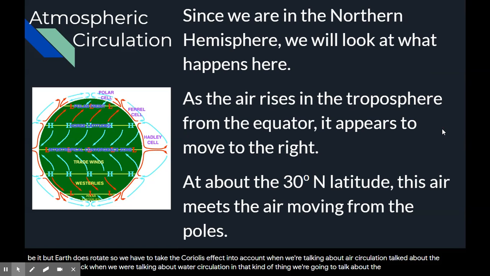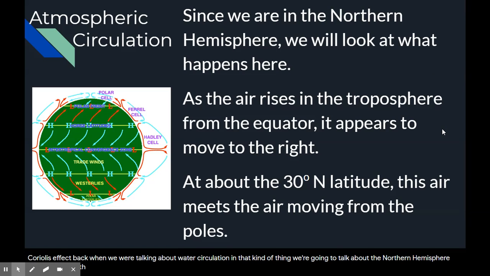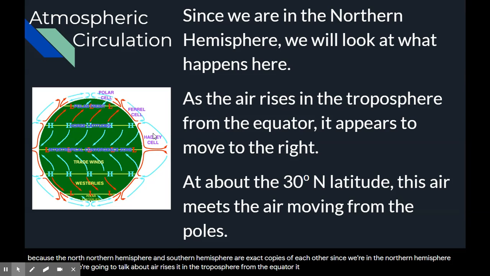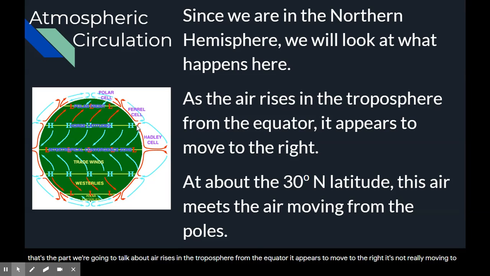We're going to talk about the Northern Hemisphere because the Northern Hemisphere and Southern Hemisphere are exact copies of each other. Since we're in the Northern Hemisphere, that's the part we're going to talk about. Air rises in the troposphere from the equator. It appears to move to the right. It's not really moving to the right. It's just the way our planet rotates. Because our planet rotates, it looks like it's moving to the right, hence where the Coriolis effect comes in.